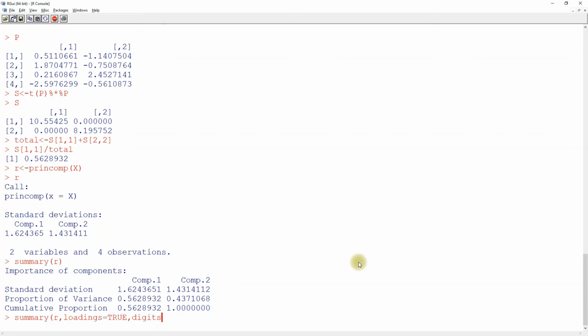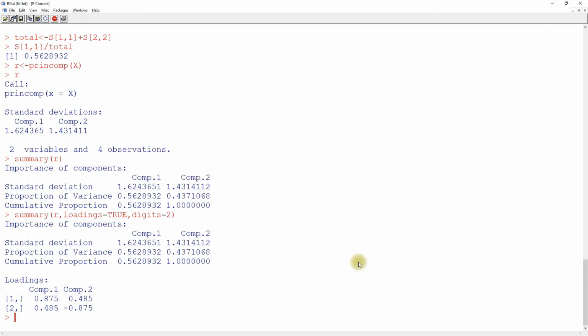We can also change this number of decimal places. And there we go. You get additional information by typing loadings equal to true. By typing loadings equal to true, you get additional information with regards to the loadings of these different components. All right.